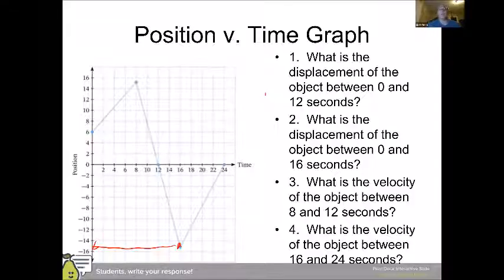All right, so back here. So now we're asked to find the velocity of the object between 8 and 12 seconds. If you have a position time graph, who can unmute and tell me how you find velocity? From a position time graph, how do you find velocity?